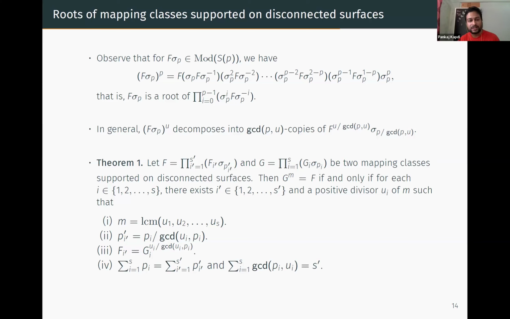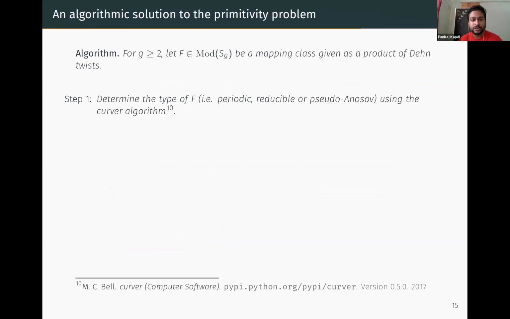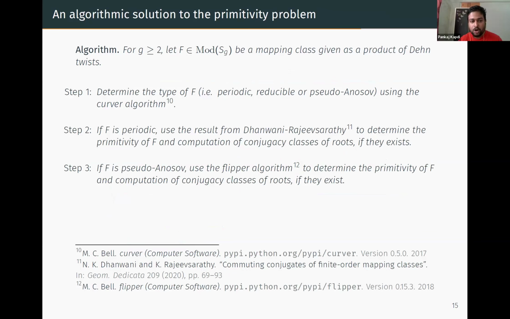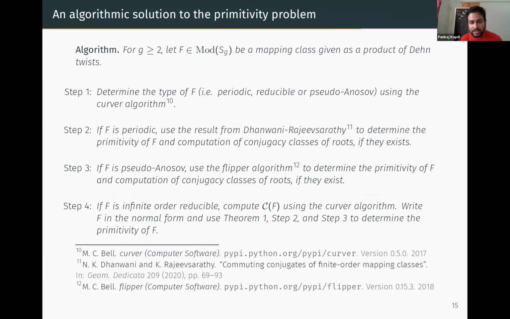Okay, so now you apply these results to find the roots of reducible mapping classes of infinite order. If a mapping class is given to you as a product of Dehn twists, because a mapping class could be generated by Dehn twists, you can determine the type of this mapping class using the Curver algorithm, by Mark C. Bell, already implemented in Python. If it is periodic, then one can use the result already known by Dhanwani and Sarthi. If it is pseudo-Anosov, one can use the Pierrot algorithm. And if it is reducible of infinite order, then you compute the canonical curves using the Curver algorithm.